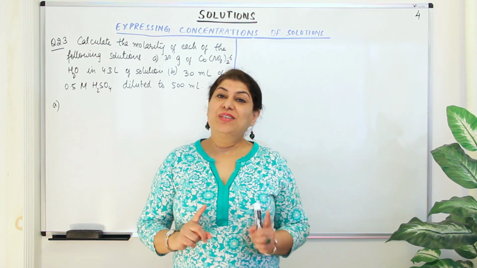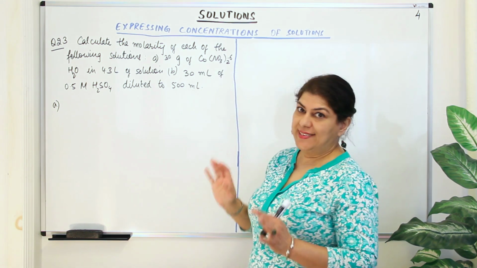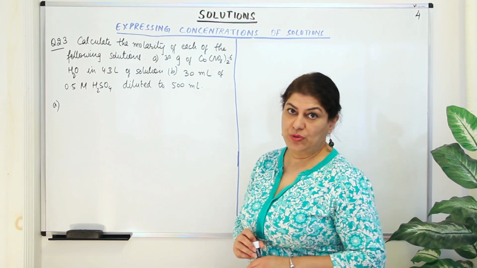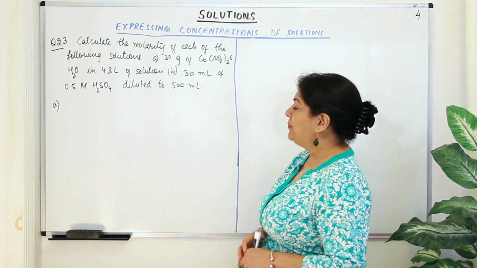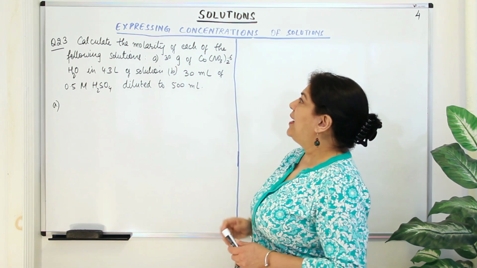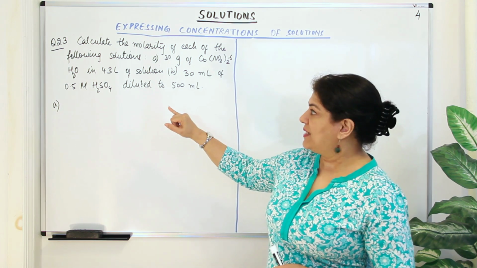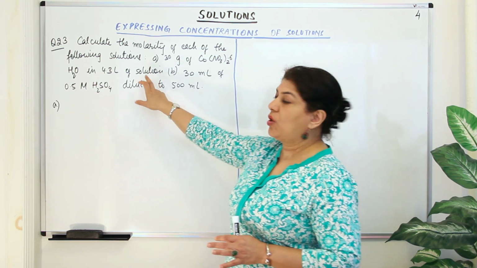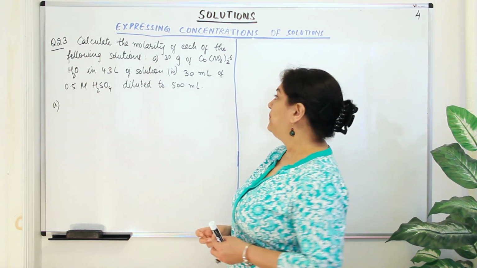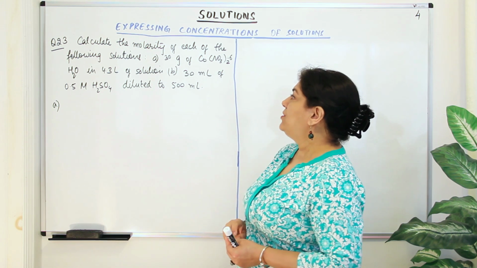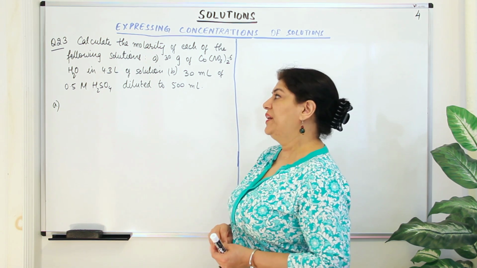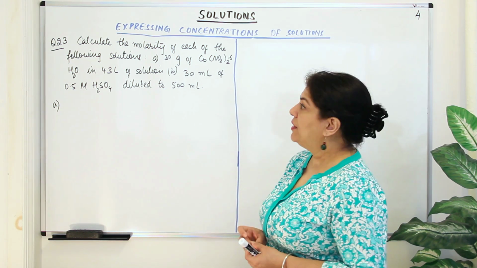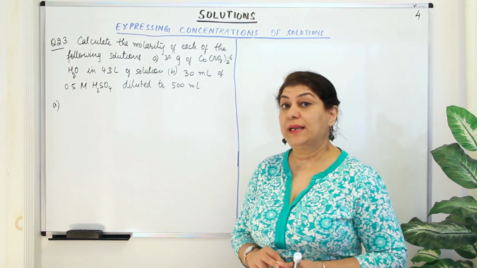All right, so now this is question 2.3 in the textbook. The question reads, you have to calculate the molarity of each of the following solutions. So the question has two subparts. The first one is A, 30 grams of cobalt nitrate hexahydrate is in 4.3 liters of solution. Whenever they do not mention the solvent, we assume the solvent to be water. And the second part says that you have 30 ml of 0.5 molar H2SO4 solution, which is diluted to 500 milliliters. And you have to calculate the molarity.